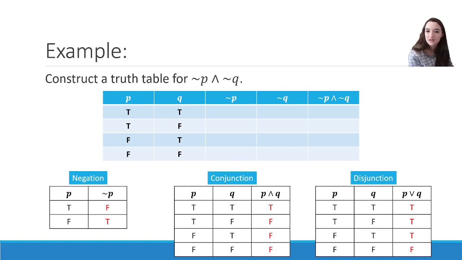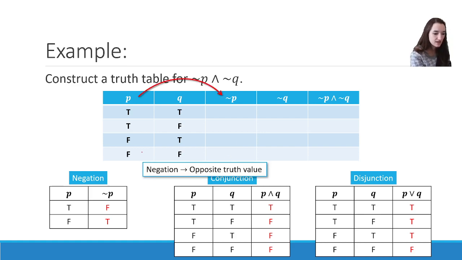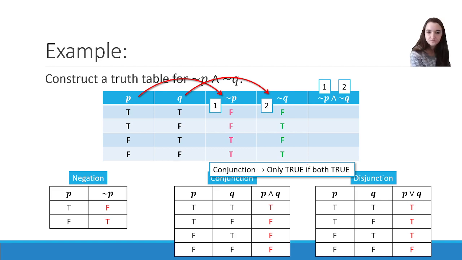Now, I'm getting a lot of negations here. First, I'm negating P. Remember, negating just means I take everything and find the opposite truth value. So trues become falses, falses become trues, so this becomes false, false, true, true, right? Direct opposite. Now negation of Q is just opposite truth values for Q. So true, false will become false, true, true.